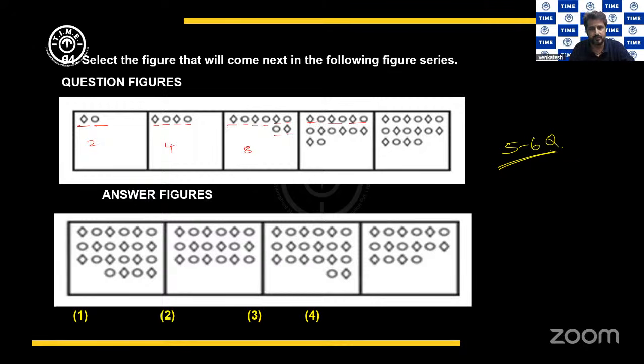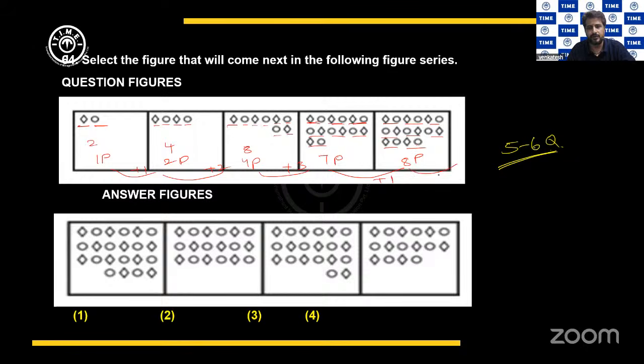1, 2, 3. Otherwise, you can say 1 pair, 2 pairs, 4 pairs. 1, 2, 3, 4, 5, 6, 7 pairs. So what is happening basically? Plus 1 pair, plus 2 pairs, plus 3 pairs. Let's see here also. 1, 2, 3, 4, 5, 6, 7, 8 pairs. So again, a plus 1 pair.